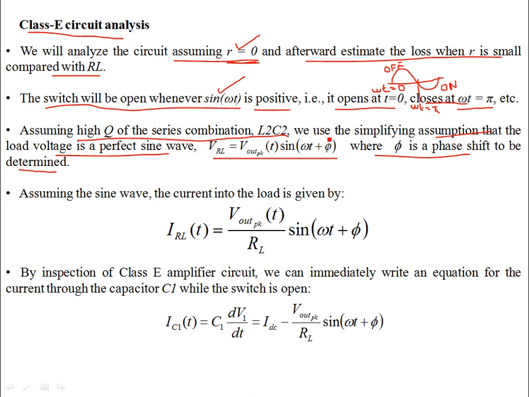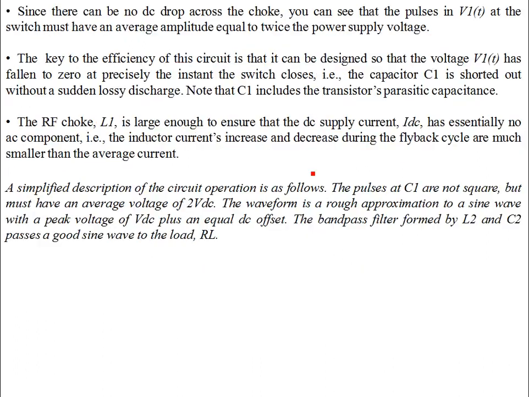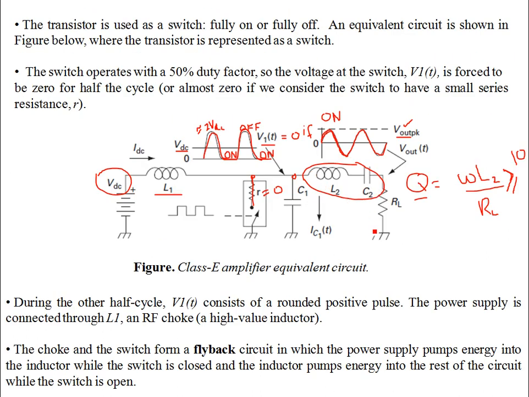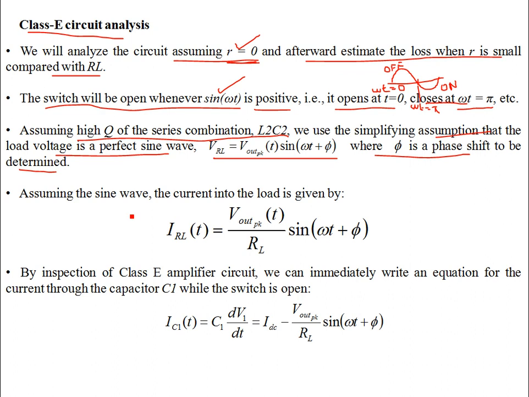Now, assuming a high Q RLC circuit, we assume a sinusoidal output. So the current into the load is given by VRL over RL. So that's the expression. The load current is again sinusoidal.